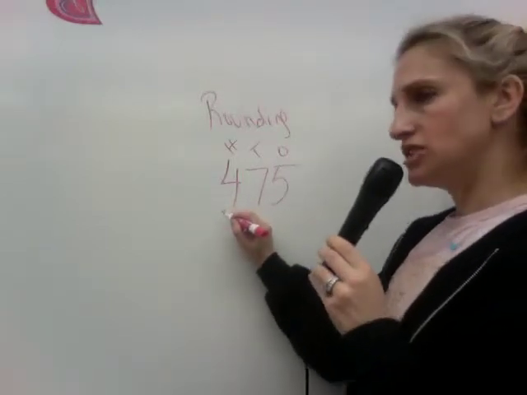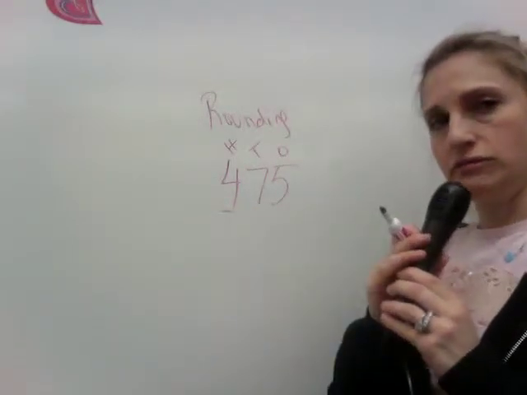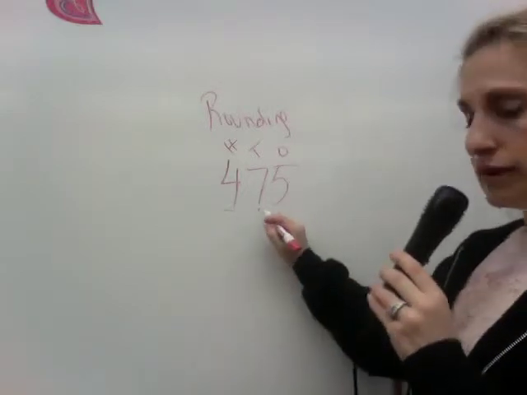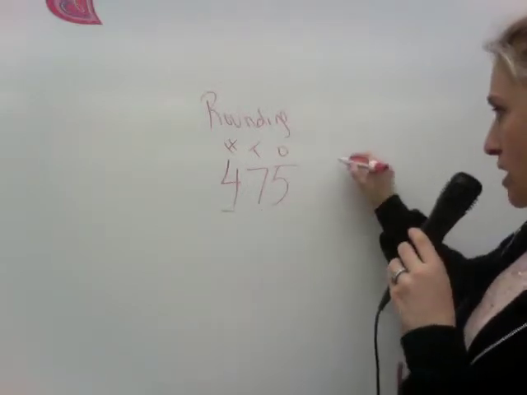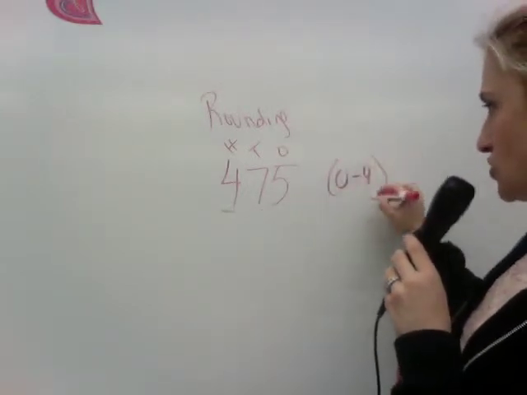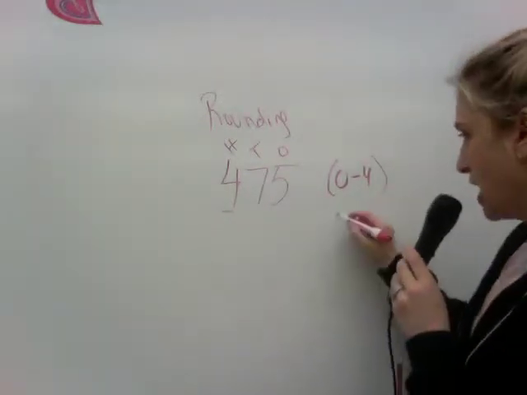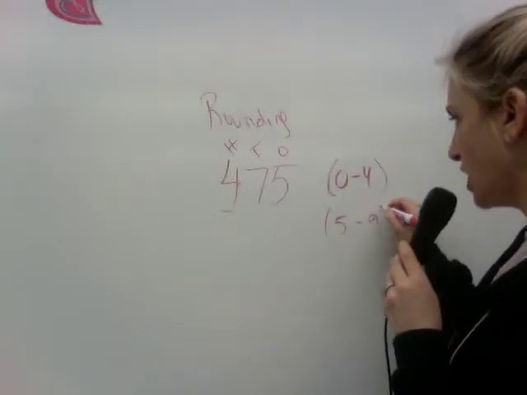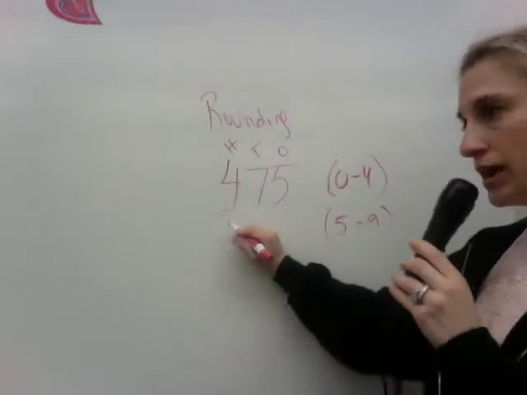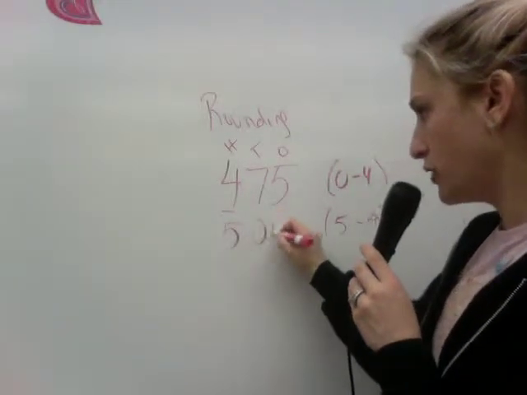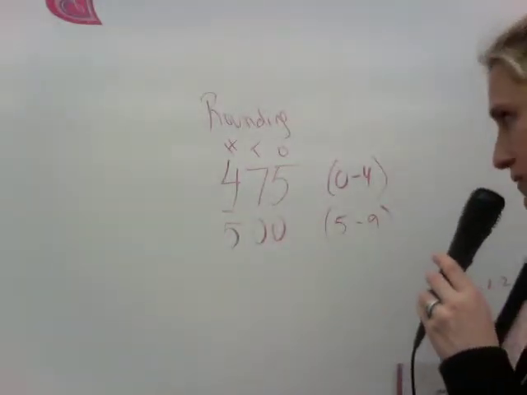So I underline the digit I'm going to round to, which is the hundreds, and I have to look to the right. The number is a 7. If the number is between 0 and 4, the digit stays the same and everything else becomes zeros. If the number is between 5 and 9, then the 7 makes the 4 become a 5, and I fill in the rest of the space with zeros.